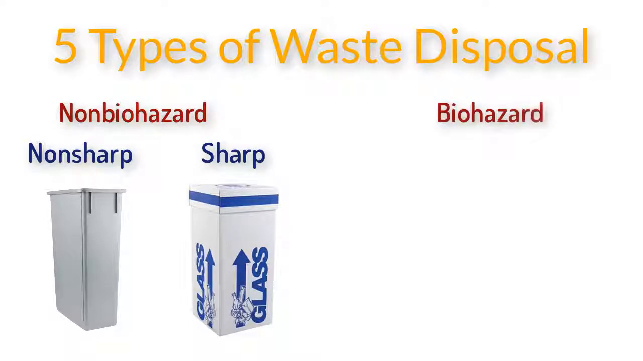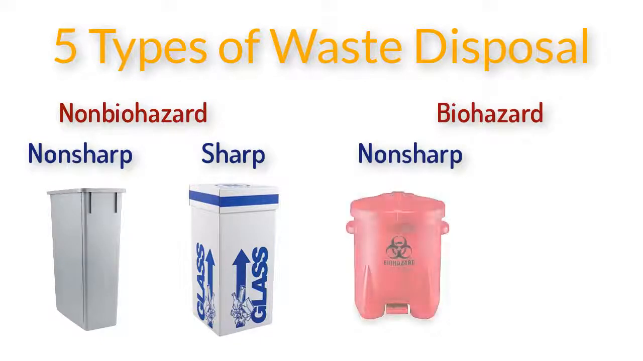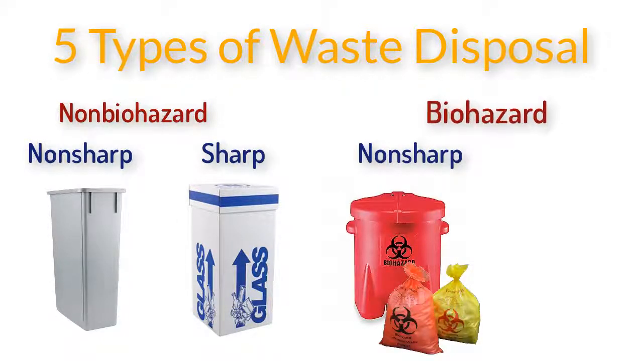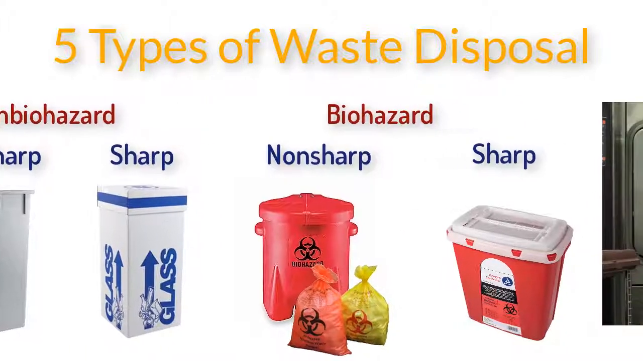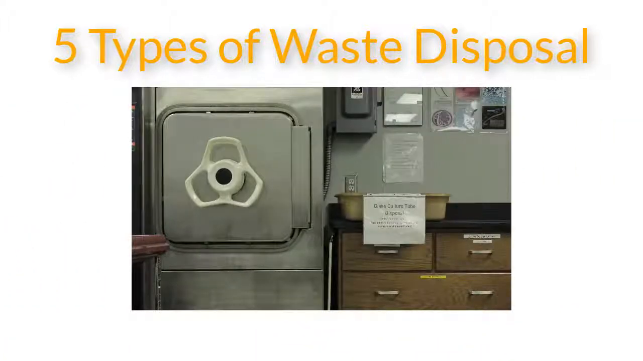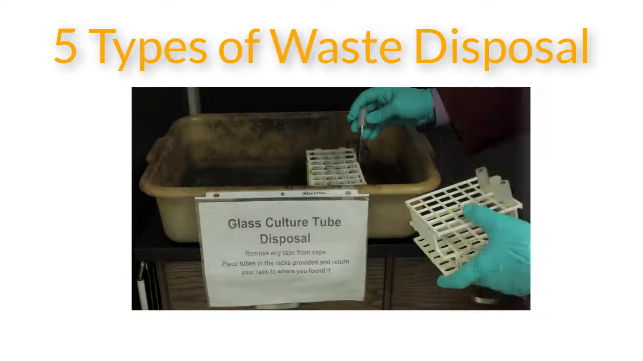Infectious biohazard non-sharps is easily recognized as the red oval plastic container with a bright yellow or red liner. Infectious biohazard sharps, which is always red and squared in appearance, contains no liner. The area designated next to the autoclave is for glass culture tube disposal.